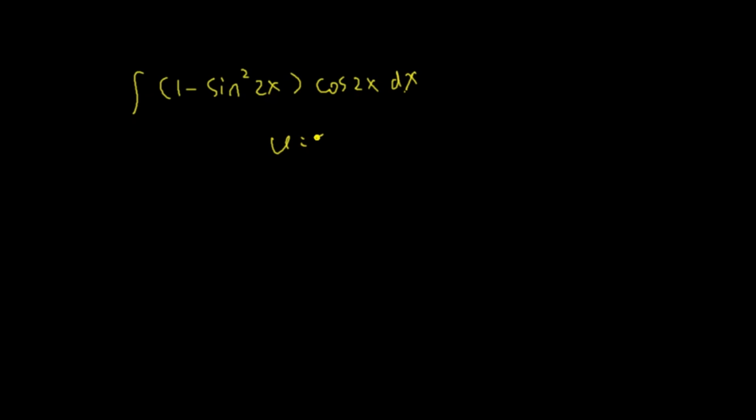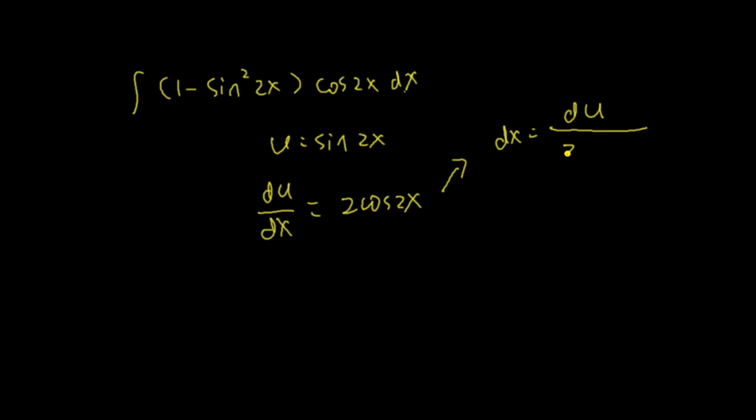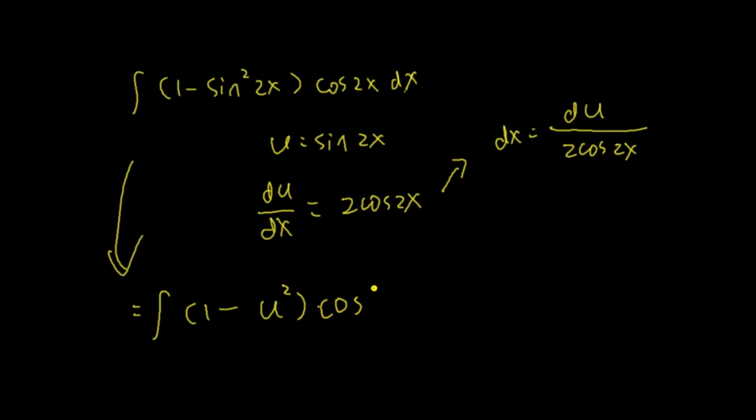I will let u equal sine 2x. du over dx is equal to 2 cosine 2x according to the chain rule: derivative of sine 2x, cosine 2x times derivative of inside, which is 2. I have to isolate dx to replace dx here. So dx is equal to du over 2 cosine 2x. So let's rewrite this integral. That is integral of 1 minus, now sine 2x is just u, so that will be u squared, times cosine 2x times what's dx? dx is du over 2 cosine 2x.